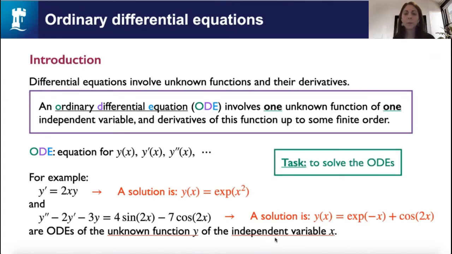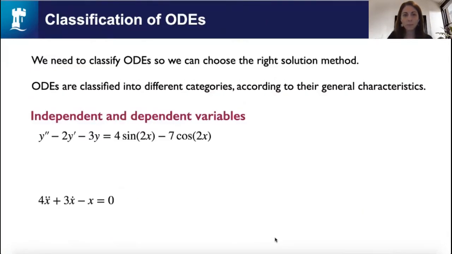So the task we have when we are given an ordinary differential equation is to solve it and find the solution. But before we do that, and in order to choose the right solution method, we need to first classify ordinary differential equations, and we can classify them into different categories according to their general characteristics. The first thing we should be doing is to identify the independent and dependent variables, and here we have two examples where we would do this.